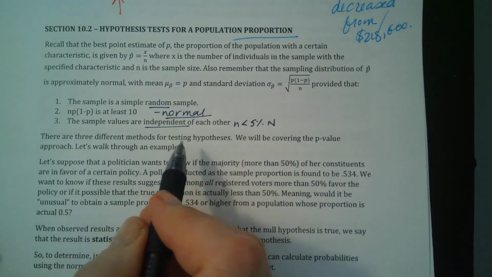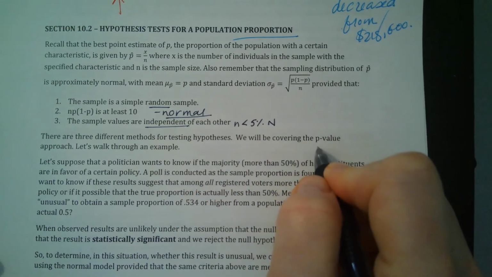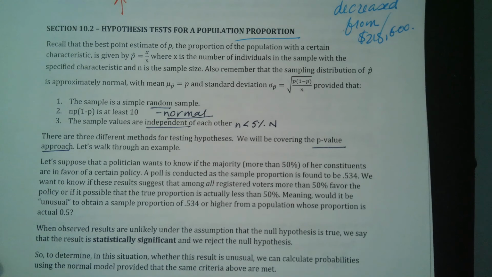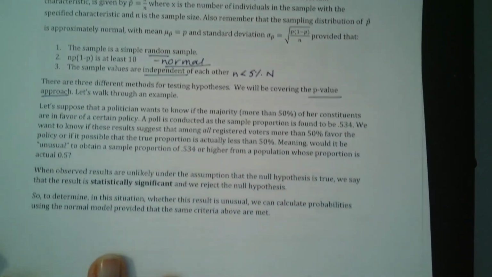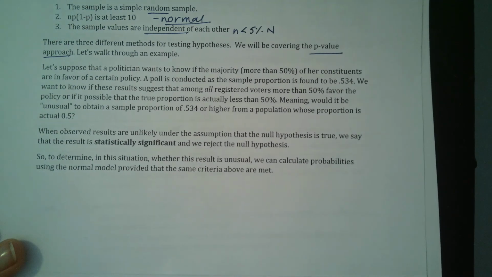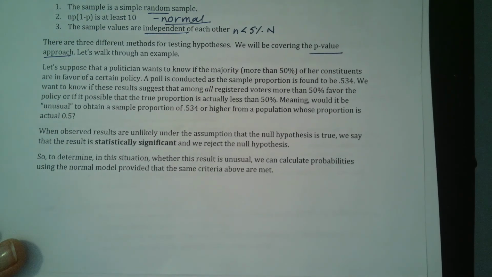There are three different methods for testing hypotheses. We'll be covering what's called the p-value approach. Let's walk through an example. Let's suppose a politician wants to know if the majority, which is more than 50% of her constituents, are in favor of a certain policy. A poll is conducted and the sample proportion is found to be 53.4%. Definitely that is a majority, but remember that's coming from a sample. So we want to know if these results suggest that among all registered voters more than 50% will favor the policy, or if it's possible that the true proportion is less than 50%.